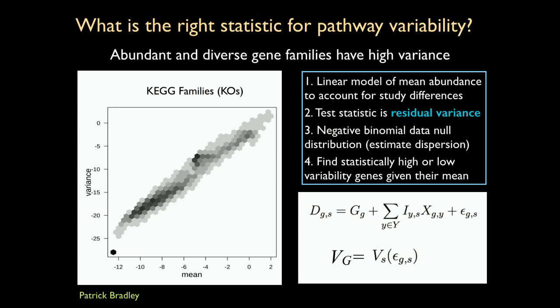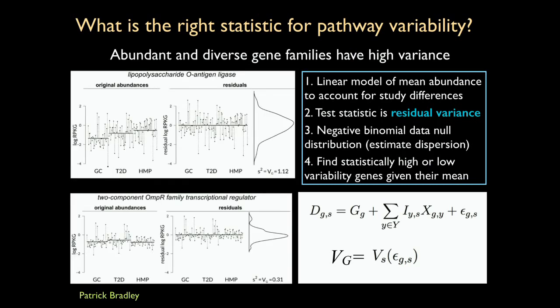To get a null distribution, we use the negative binomial, which considers this mean variance relationship. So we're essentially testing for genes that are off the line here. So not that are high variance per se, but are higher variance than you would expect given their mean. And that's what this is. So these are the study effects. These are three studies. And you can see there are differences in the mean level of genes across study. These are just batch effects or maybe biological differences between these different people in these different studies.